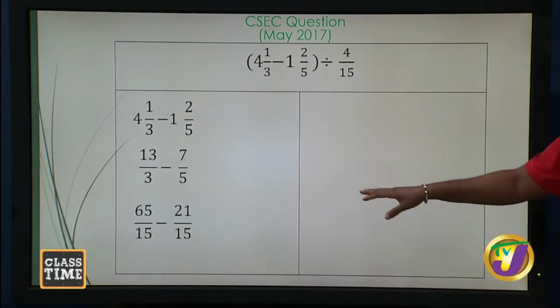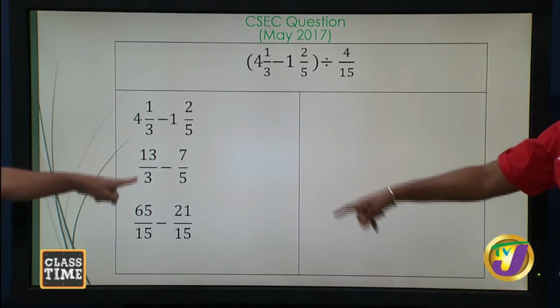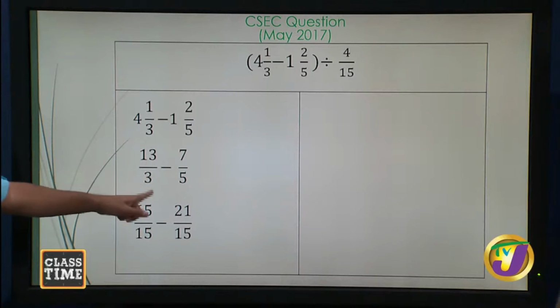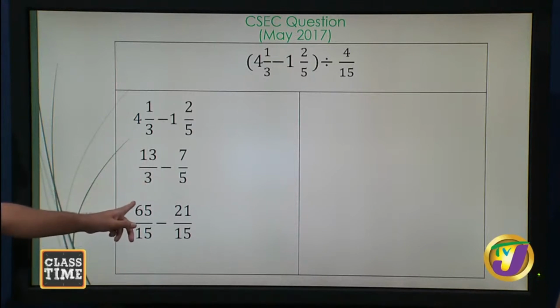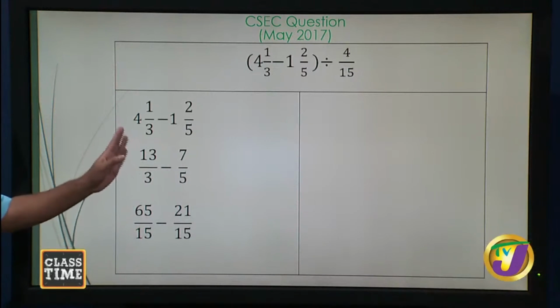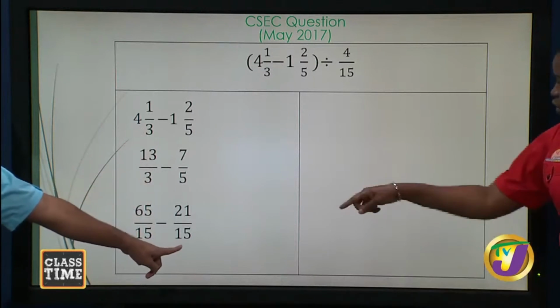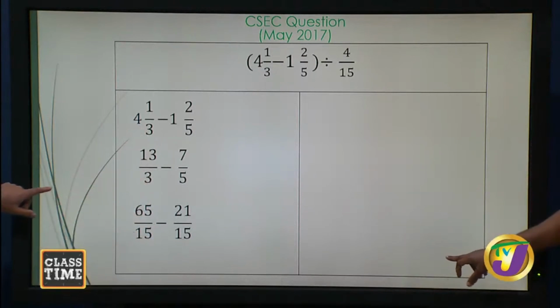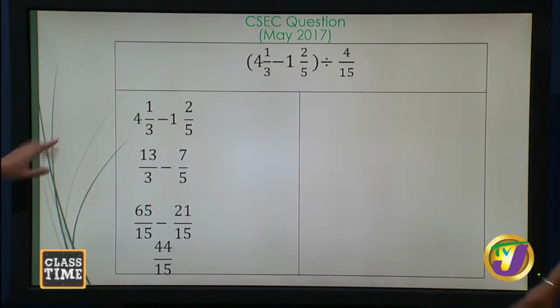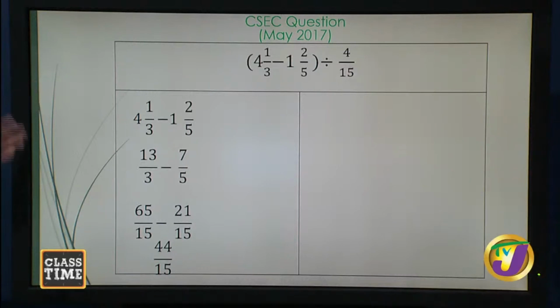So now we have created equivalent fractions by multiplying the numerator and the denominator of the first fraction by the same number, which is 5. And we get 65/15ths. And then the second fraction, we multiply that numerator and denominator by 3 to get 21/15. So now we subtract. After subtracting 21 from 65, we get 44. So we are finished with the parentheses and we would have finished that section.